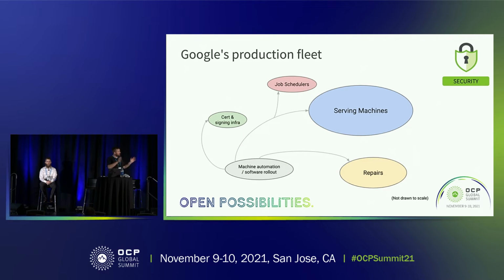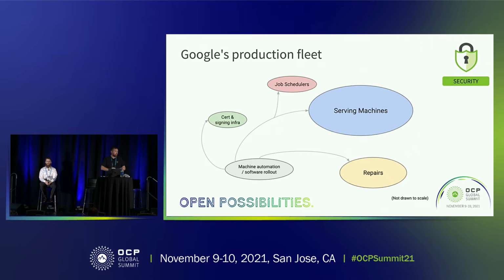So here's a rough, not-to-scale diagram of our machine fleet, and a few things that will be of interest are the job schedulers, the serving machines, and the automation. The serving machines, the big blue bubble, are basically our workhorse. That's what runs Gmail, YouTube, cloud. The vast majority of machines are in that bubble. They get their marching orders from the job schedulers, which are highly available clusters of machines which send jobs out to machines as they come in.